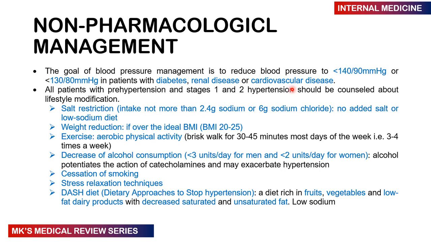So patients that have stage 1 and stage 2 hypertension should be counseled on lifestyle modifications. If they have end organ damage, you should start them on medication as soon as possible. But of course, with also these lifestyle modifications. And what are these lifestyle modifications? Salt restriction. So intake not more than 2.4 grams of sodium or 6 grams of sodium chloride.